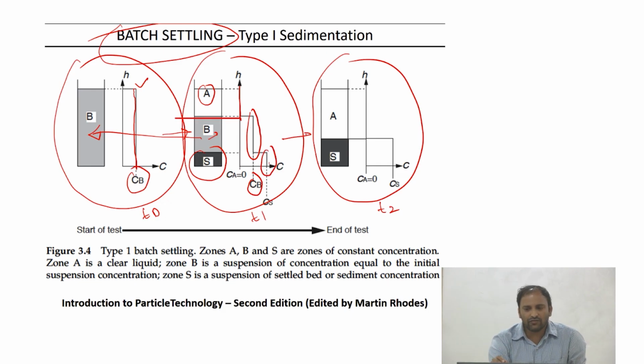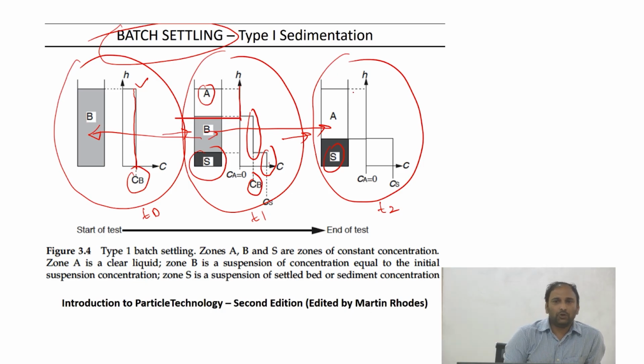If you wait for long enough, zone B completely disappears, you don't have B anymore. That means all the particles have settled, they are all at the bottom, and you have clear fluid. This is a typical behavior that one sees when people do an experiment like this.